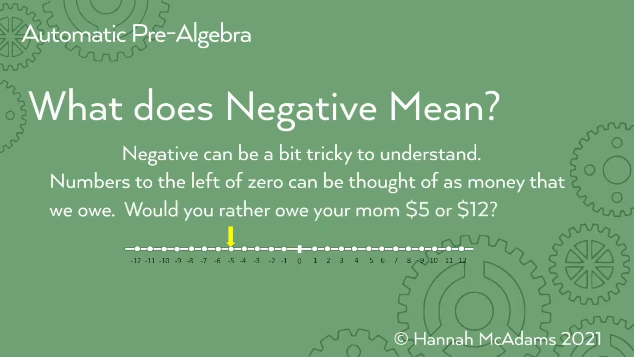Okay. Would you rather owe your mom $5 or $12? $5. Now look where negative 5 is. Negative 5 is to the right more than negative 12, right? So that we will talk about when we're adding and subtracting integers, but today I just want you to know that the more to the right, the better.